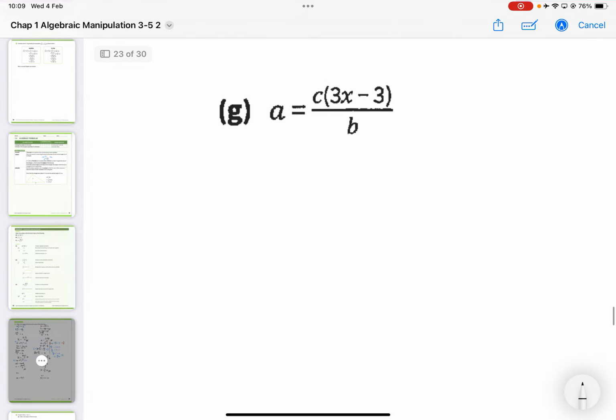My x is inside the bracket. I cannot get to it now. So, remove the denominator first. Remove the denominator by multiplying b. Then my b will disappear.